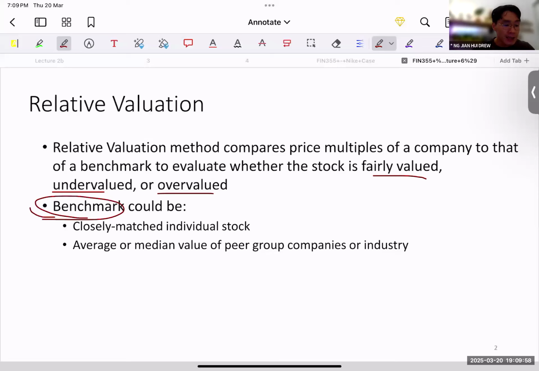When we think about benchmarks, some important considerations, of course, is that we need to consider the same sector. Let's say we do SIA, we need to compare it with a benchmark of airline stocks. It will not make much sense to compare it with grocery stocks like Walmart. So, of course, it has to be a closely matched stock. We look at the average or median of the peer group, whether it's an industry or company.